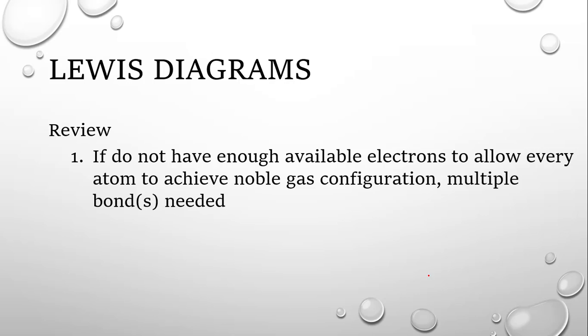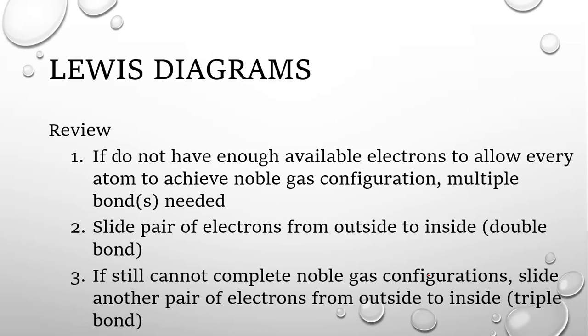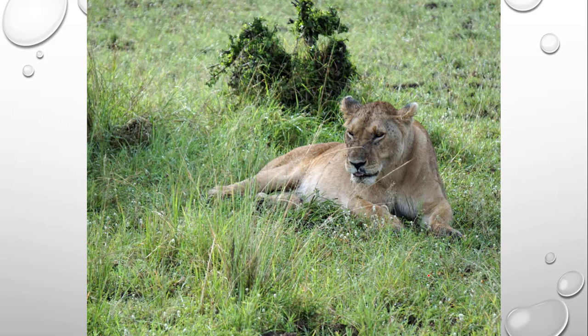So to review, if you don't have enough available electrons so that every atom can achieve noble gas configuration, you're going to need multiple bonds. You start by sliding a pair of electrons from the outside to the inside to make a double bond. If that results in all elements having a noble gas configuration, then you're done. If you can't, you need to slide another pair and form a triple bond. Remember, there is no such thing as a quadruple bond. So that finishes the second part of the basics of Lewis diagram. In the next video, we're going to tackle one more basic Lewis diagram, and those are ions.